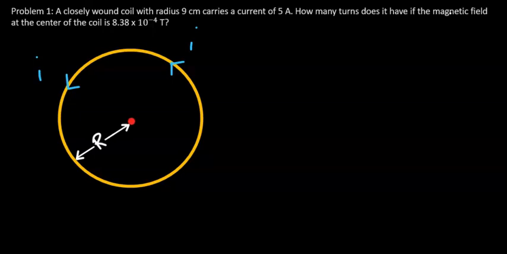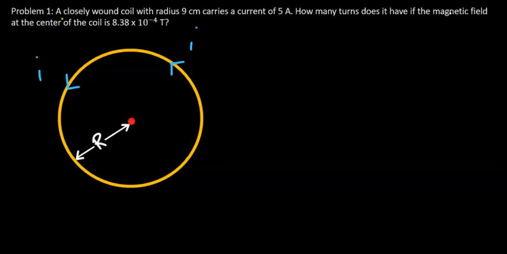A coil with radius 9 cm carries a current of 5 ampere. We note that this coil is a closely wound coil, so it has a certain number of turns. The question is, how many turns does it have? If the magnetic field at the center of the coil, that means at this point right there, is 8.38 times 10 to the power minus 4 Tesla.